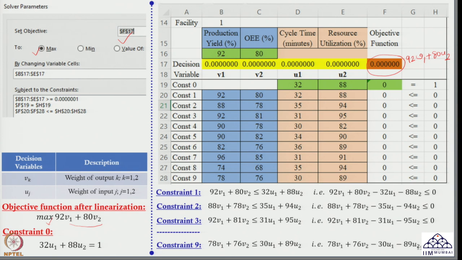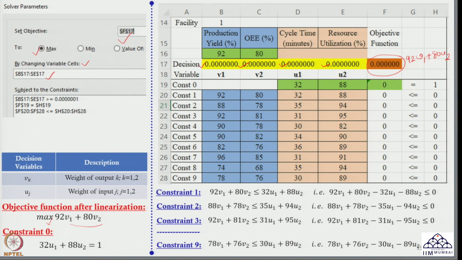Then, by changing variable cells, these are my decision variables. So what are my decision variables? V1, V2, E1, U2. V1 is B17, initial value 0, C17, D17, E17. So B17 to E17, these are my decision variables. Initially all are 0, 0, 0, 0, but once we solve it, these values will change and we will get the actual values of the decision variables.